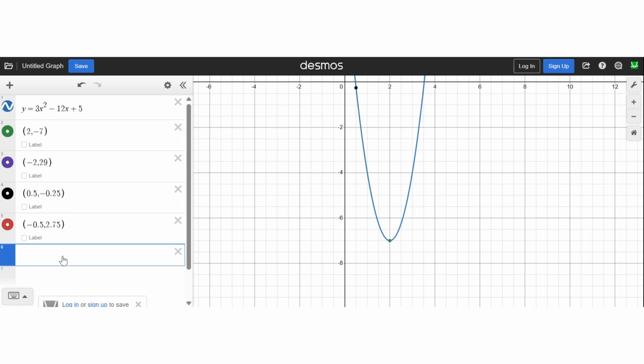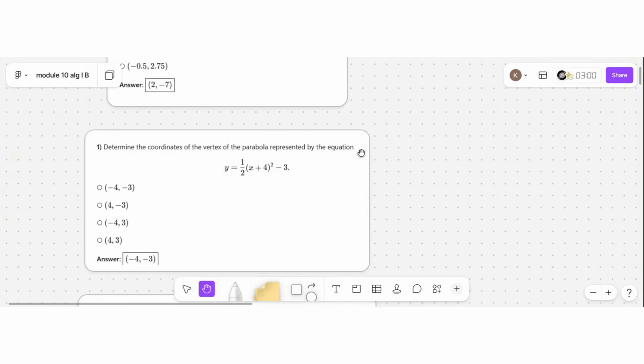So the (2, -7). Again, type your name in when you do these problems, screenshot the whole thing, and upload it. Let's take a look at the next one.